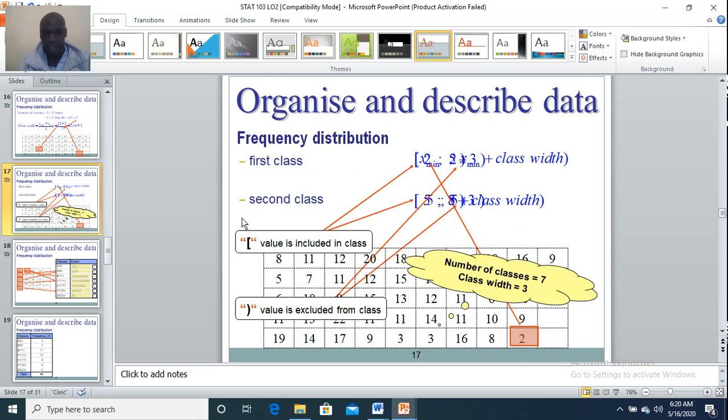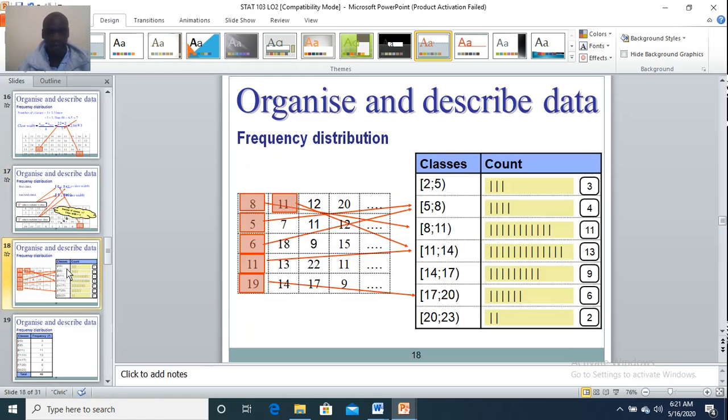Now we have to know the values that should be included and that should be excluded. So the number of classes is 7. The class width is 3. Now we can move to the next.